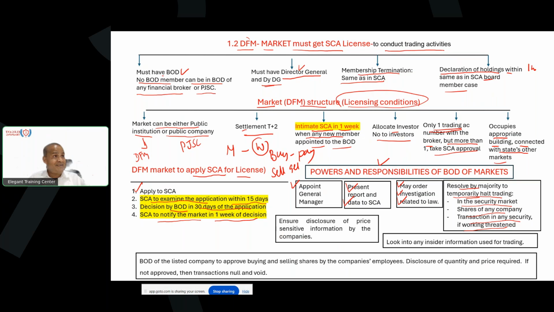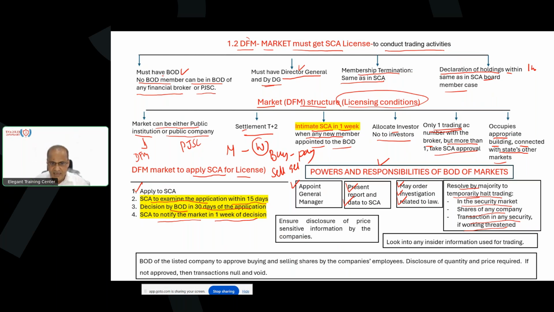So some transactions also can be stopped. No buying, selling. So halting of transactions, halting of a particular trading of a particular stock, and halting of the whole market when the conditions warrant so. So halting can be done by the market. Clear? Halting can be done by the SCA. Halting means temporary suspension. That's called halting.